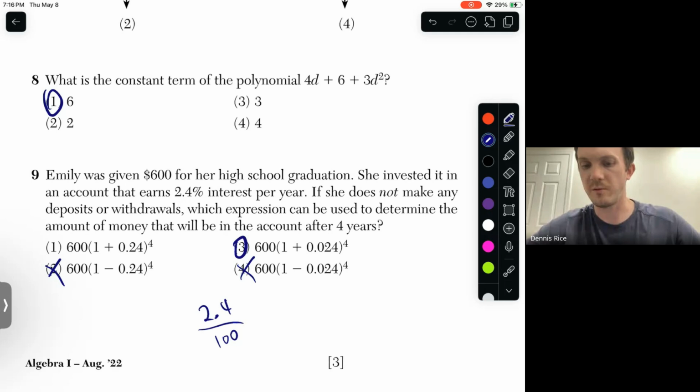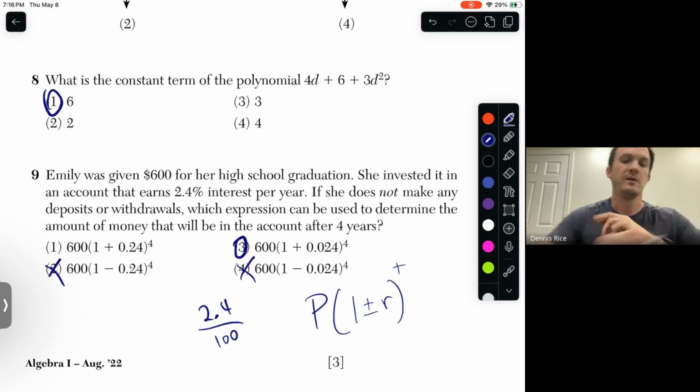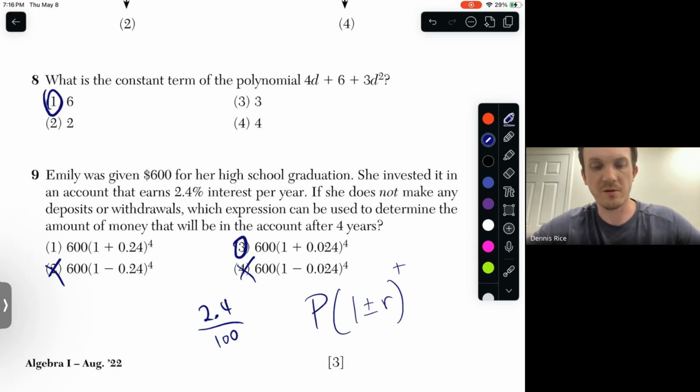There is a growth formula, but it's from algebra 2. It's not the algebra 1 growth or decay formula. It's not a very complicated one. That's the principal times 1 plus or minus r, to the t power. Plus if it's growth, minus if it's decay.